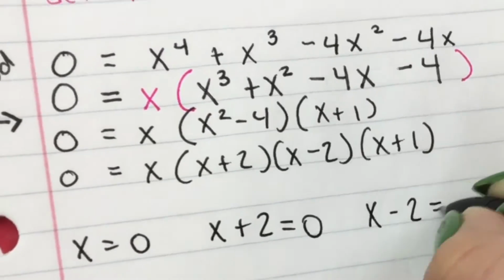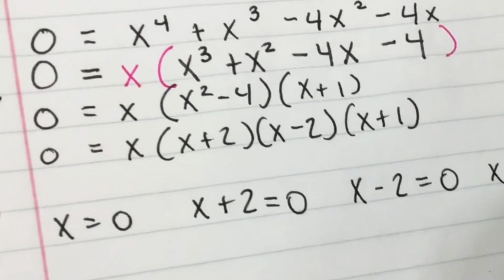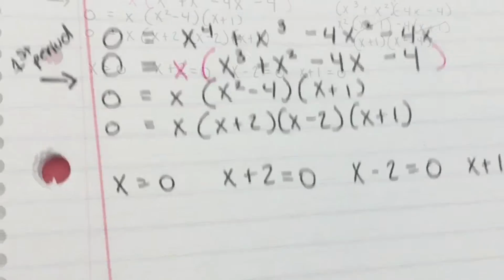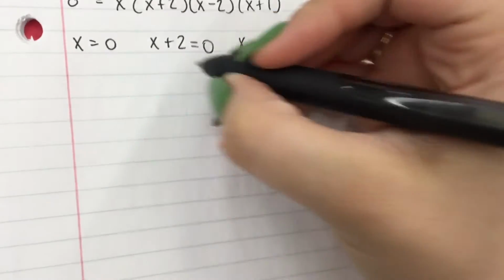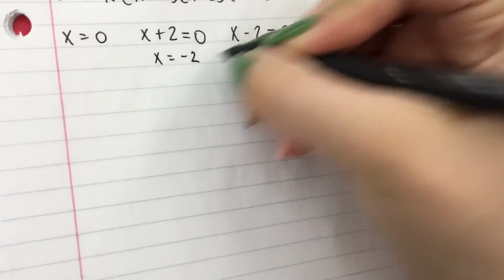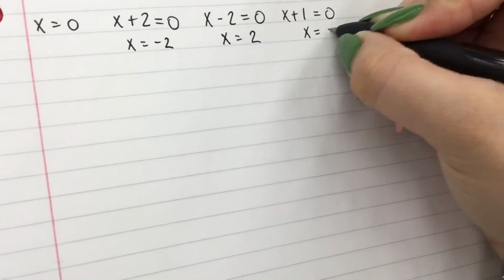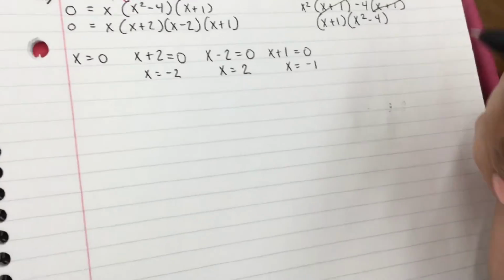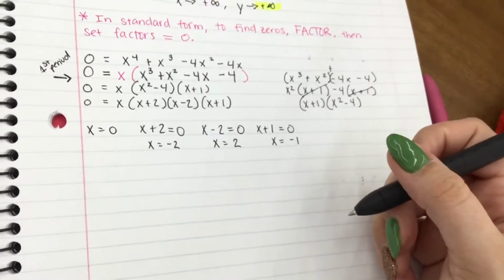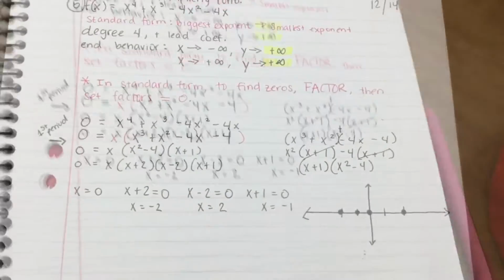I'm going to go ahead and set each one of those factors equal to 0. So we have to set these factors equal to 0 to find the zeros. So that first one is already done for us. The second one will give us negative 2. The third one will give us positive 2, and the last one will give us negative 1. You're just solving one-step equations there.